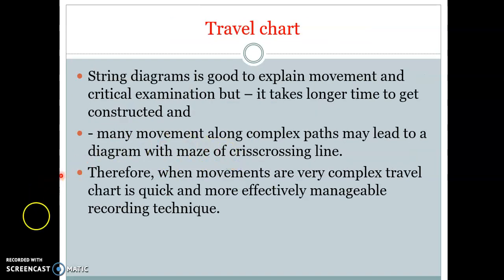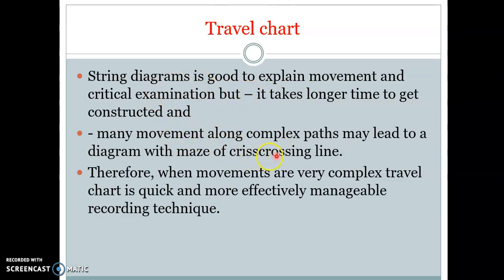Next, let us find out the applications of the travel chart. What are these travel charts? Usually string diagrams are very good in the explanation of movement and critical examination, but they take longer time to construct, and many movements along a complex path may lead to a diagram which will result in a crisscrossing of lines. That means a clear picture is not possible if there is a complex path. So as string diagrams take more time for construction, it is a time consuming process.